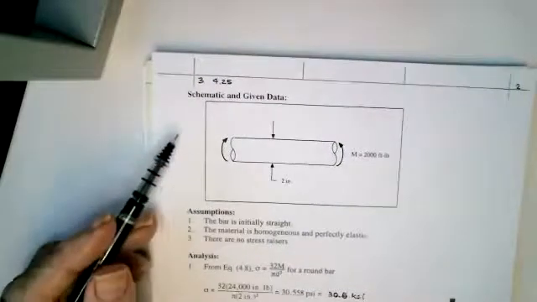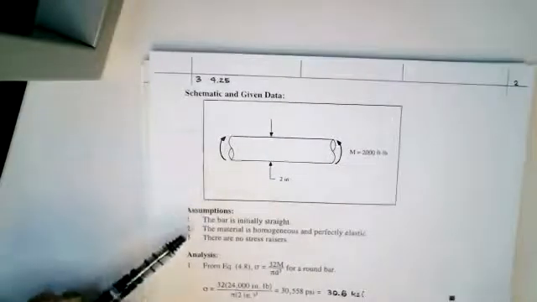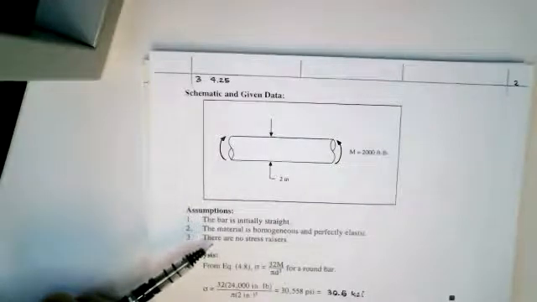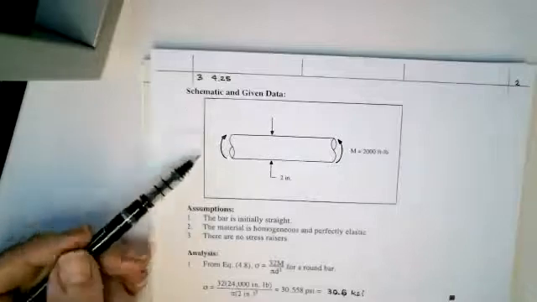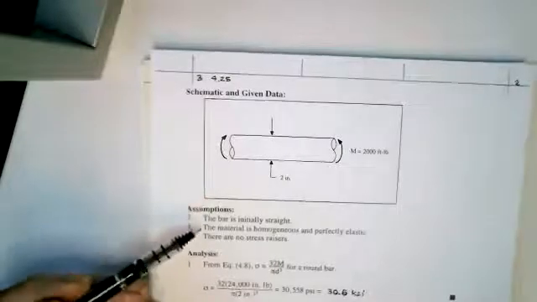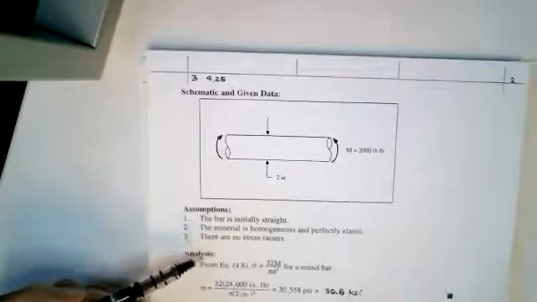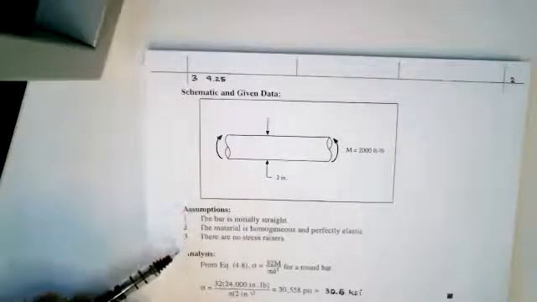The book answers, when they come on, they always repeat the problem and they restate the assumptions. In reality, you're not going to have time to do this, but it's not a bad idea to have this in the back of your mind. Okay, and these are the assumptions: the material is homogeneous and elastic, there are no stress raisers, and the bar is initially straight.